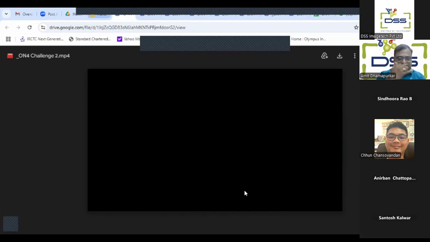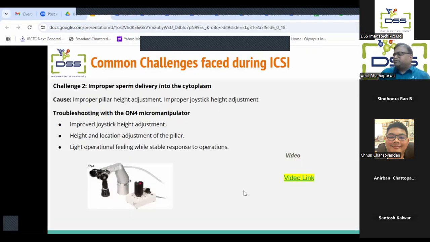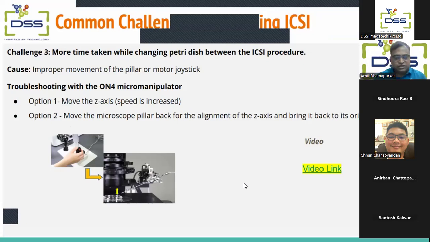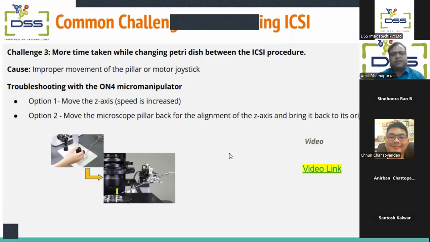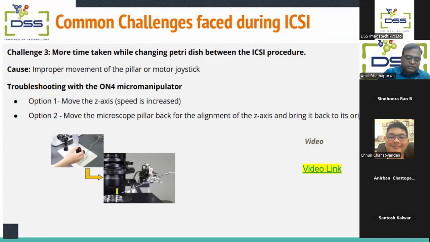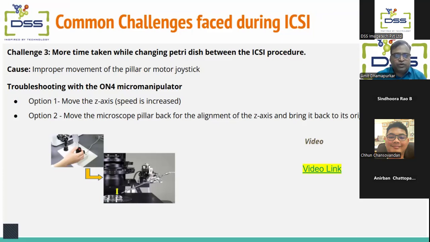So these two challenges we have already covered, the height adjustment and the sperm immobilization. The third is that sometimes it takes more time, because whenever we are doing ICSI, time is very crucial. We cannot keep our samples out of the incubator for a longer period of time. So in no time we have to do the ICSI procedure.